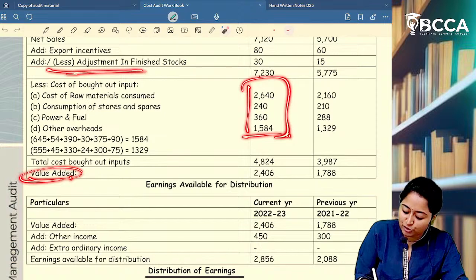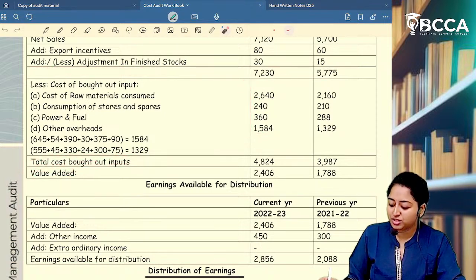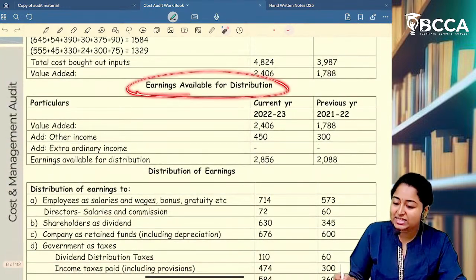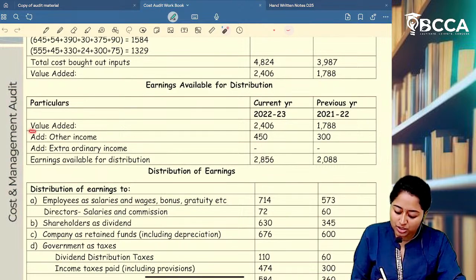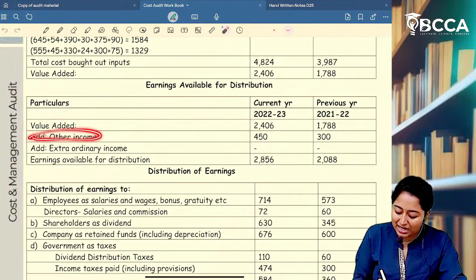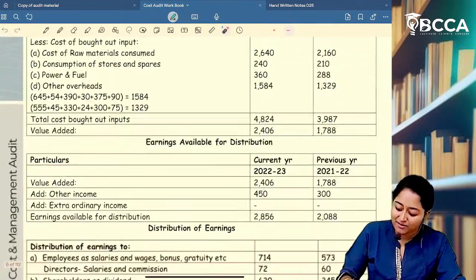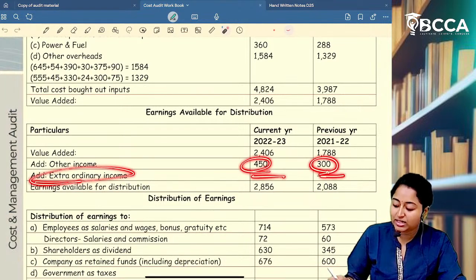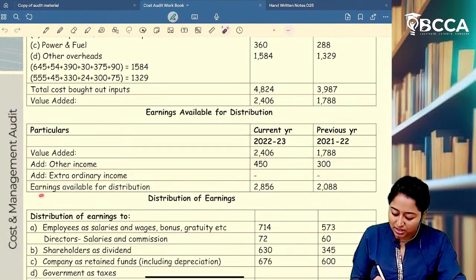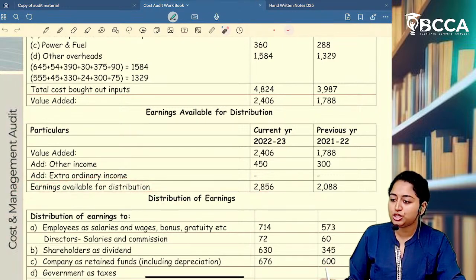Value added is nothing but net revenue from operations minus total cost of bought out inputs. Then we'll get some value addition, and then we'll take the second statement showing earnings available for distribution, in which we'll take value addition and add other income. Whatever other income is given here, 450 and 300, we'll add that. Add extraordinary income; no extraordinary income is given, so it is blank. The total will be our earnings available for distribution.